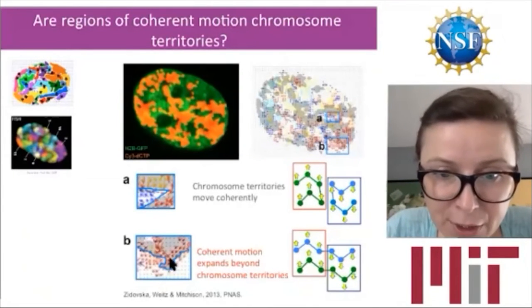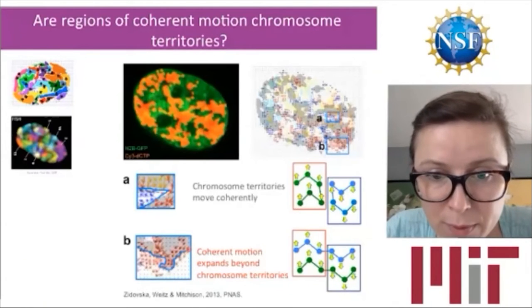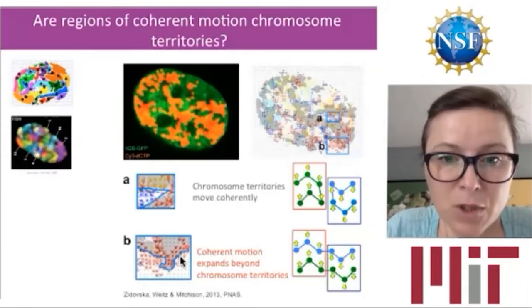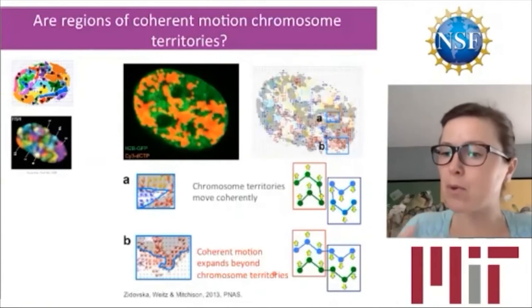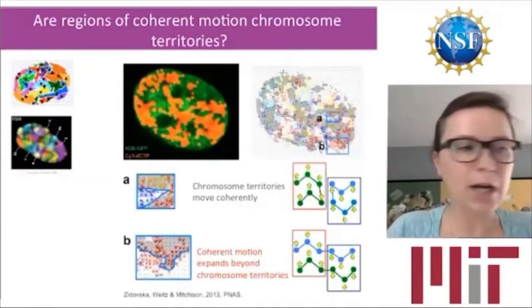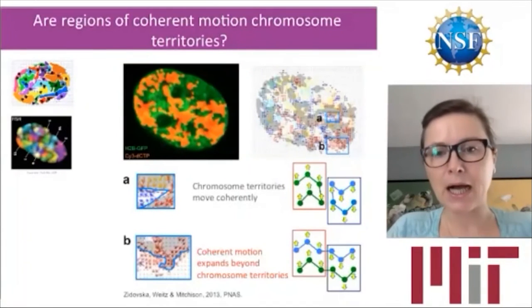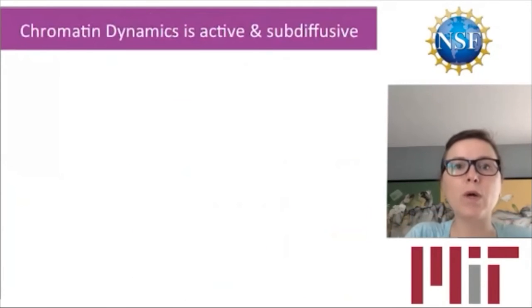So for example, here, the coherent motion is shown by these red arrows, and the boundary of the two chromosome territories is this blue line. So you see it clearly goes across. This is what we see in most of the cases, and we find that indeed the coherent motions are independent of the chromosome territory structure. So the question is, where does it come from?